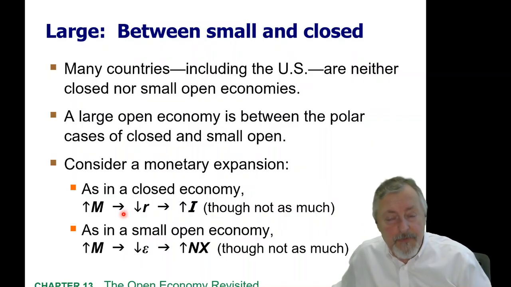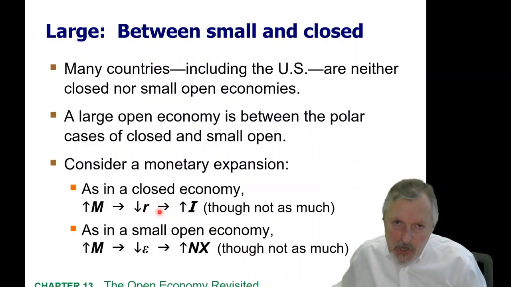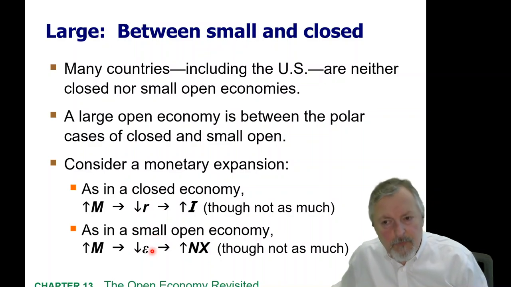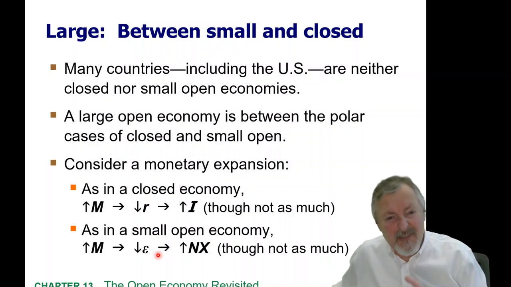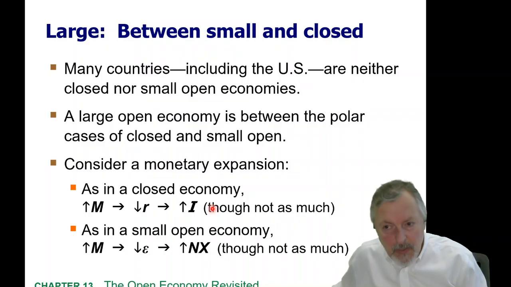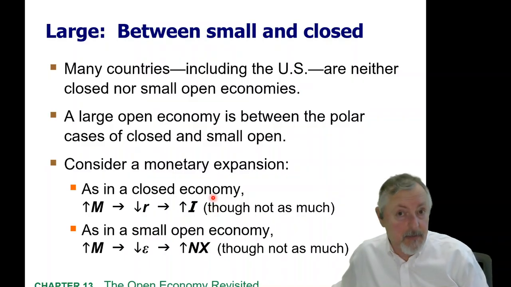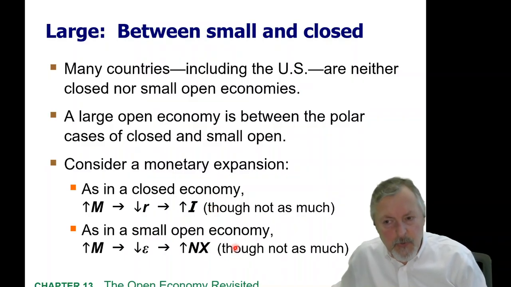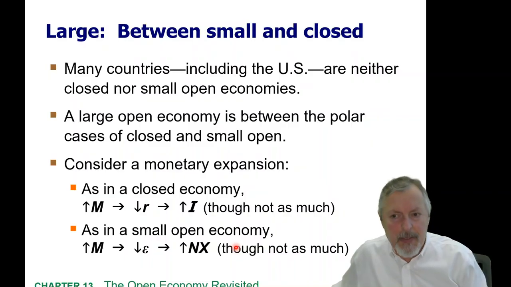So, for example, if the United States increased the money supply, it will force the interest rate down some. It will force the exchange rate down some. It will increase investment some, and will increase exports some. But the total effect will end up being pretty close to an average of what the two models would predict.